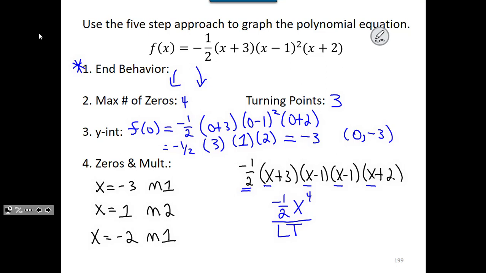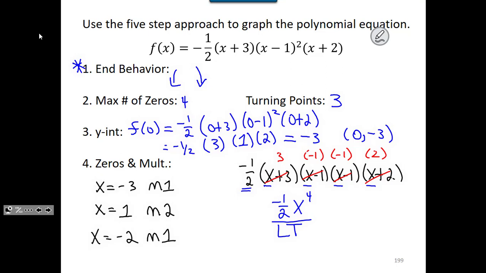Okay. That's one approach you could have taken. The other approach you could have taken is if you plugged in 0 where we had it factored down here. If we plugged in 0 here, this would turn into 3. We plugged in 0 here, this would turn into negative 1. We plugged in 0 there, that would turn into negative 1. We plugged in 0 there, that would turn into 2. And then multiply 3 times negative 1 times negative 1 times positive 2. That would give you 6 times the negative 1/2. That would give you negative 3 as well. So either way you wanted to approach that, you could.